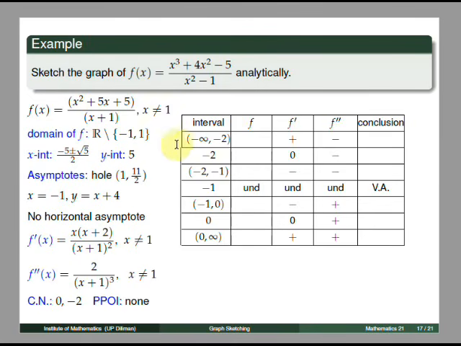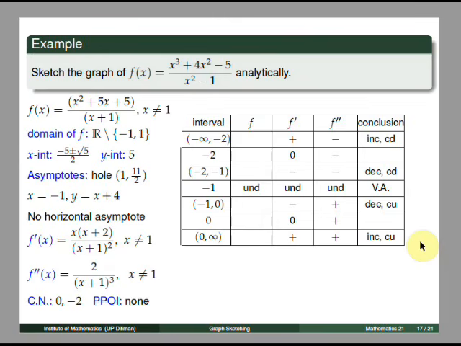On the interval from negative infinity to negative 2, positive, negative, and therefore we are increasing concave down. Next, from negative 2 to negative 1, negative, negative, and therefore we are decreasing concave down. Negative 1 to 0, we are decreasing concave up because we have negative here and then we have positive here. And lastly, 0 to infinity, we are positive, positive, and therefore increasing concave up.